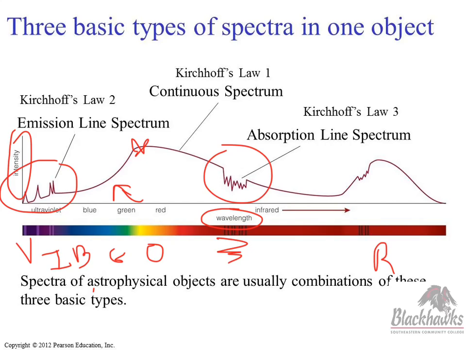And so that would be Kirchhoff's third law, absorption, dark line. And then, of course, your slide says this is continuous. Why? No lines. Okay. And then kind of going over here, what are these? Are they absorption or emission? Absorption. They are absorption. Yep. So that's kind of how that works.